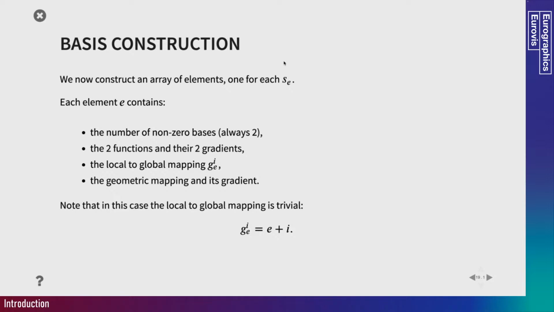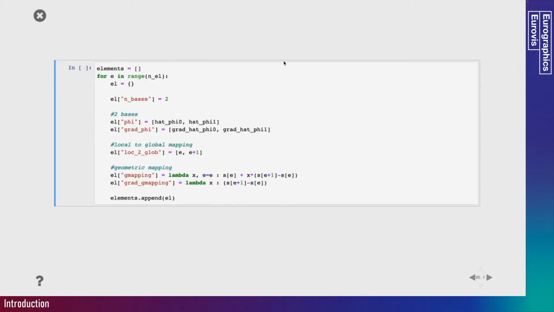In 2D and 3D it's similar. You can use the vertex indices of the mesh to represent the local to global mapping. So now that we have all these pieces, we can actually implement. We'll have an array of elements, and we'll do a loop for every element. Every element will be a dictionary. In the dictionary, I will store the number of non-zero bases, which is 2 here. Then I will store the two basis functions on the reference element, phi0 and phi1, and their gradients.